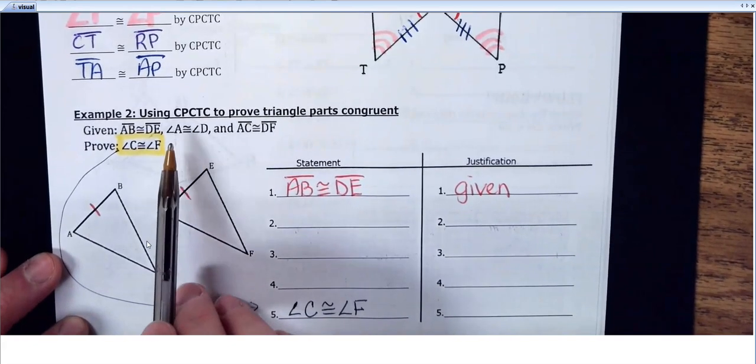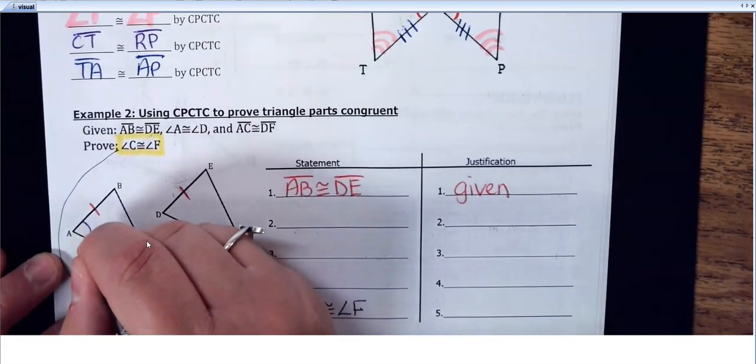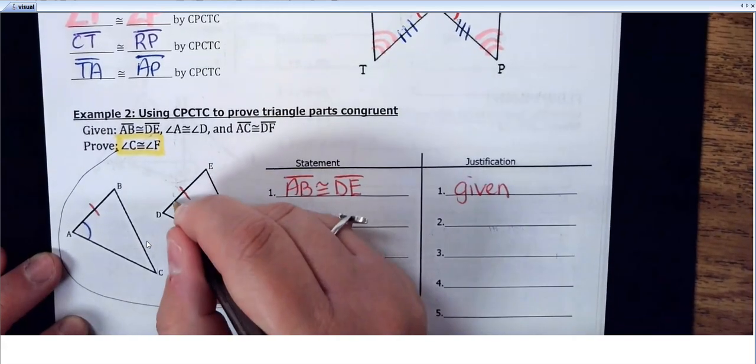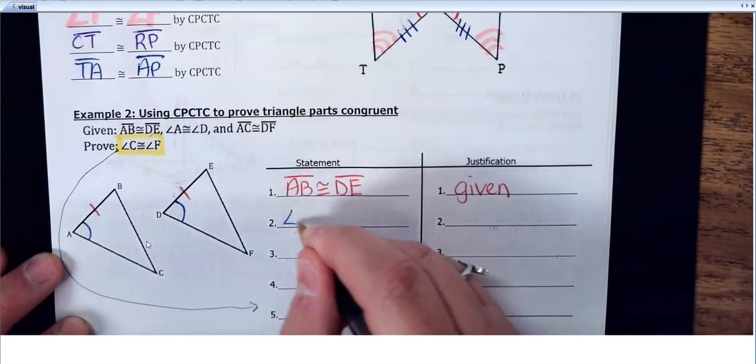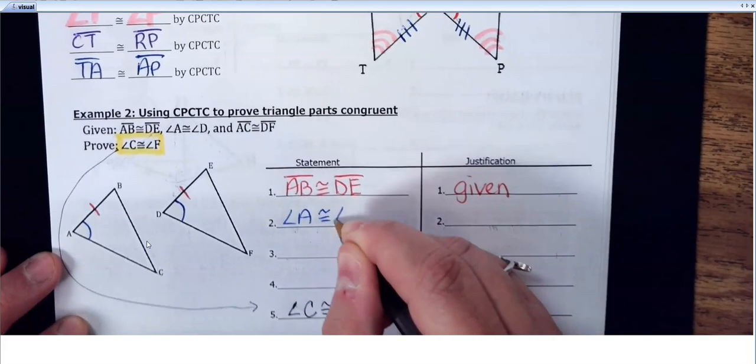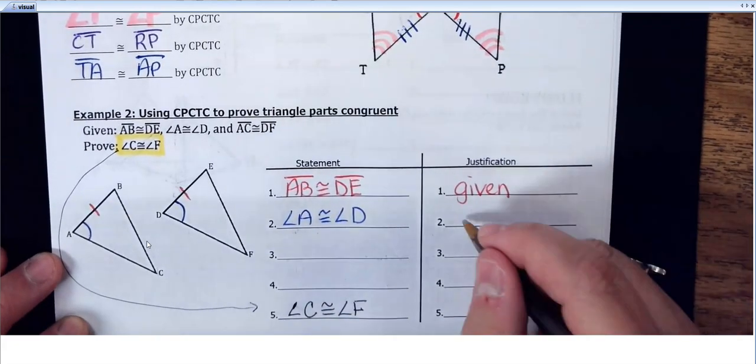So the next thing it says is angle A, so I'm going to put a little curve on angle A, and angle D, put a little curve there. So angle A is congruent to angle D, straight up, just given to me in the directions.